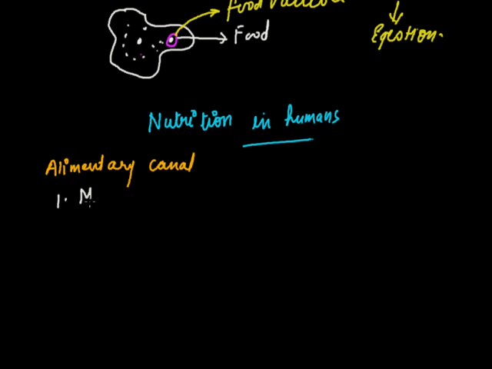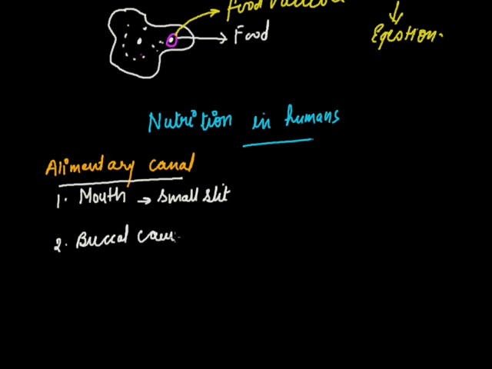First is the mouth. The mouth is actually a small slit through which food is ingested or taken in. The second important part of the alimentary canal is the buccal cavity. The mouth opens into a chamber that is called the buccal cavity. The roof of the buccal cavity consists of a palate.